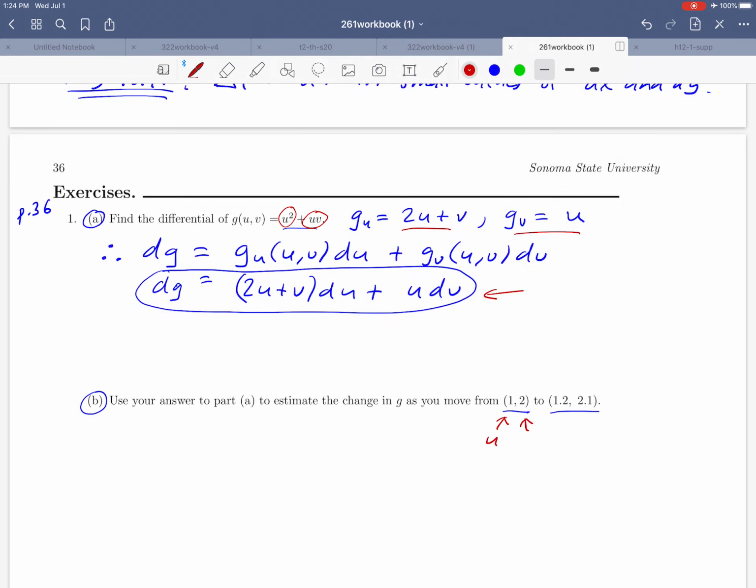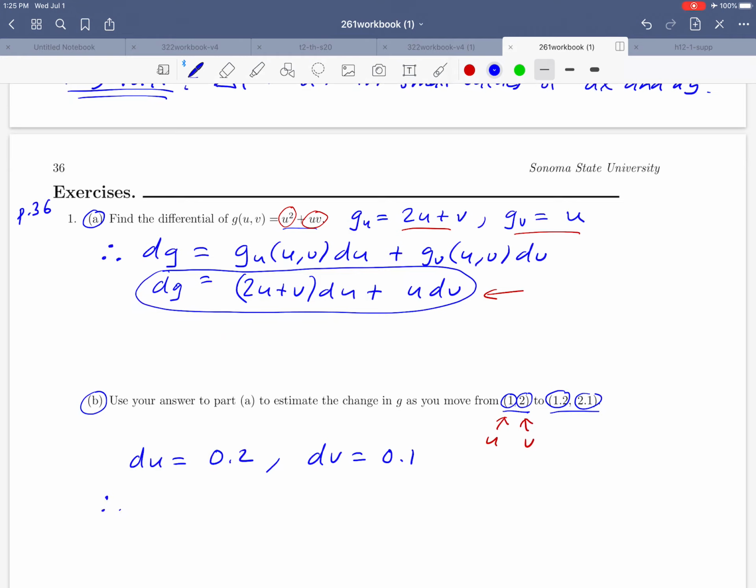So what would du be? Well, we start at 1 and we move up to 1.2, so we increased our u by 0.2. That's going to give us a du of 0.2. And what about the v? How much did it change? Well, we started at 2 and we ended at 2.1, so that's going to go up by 0.1.